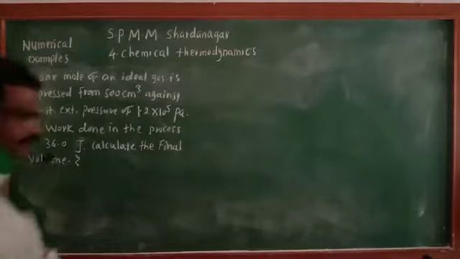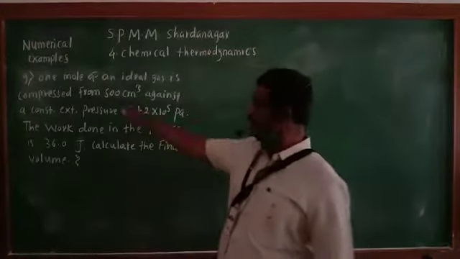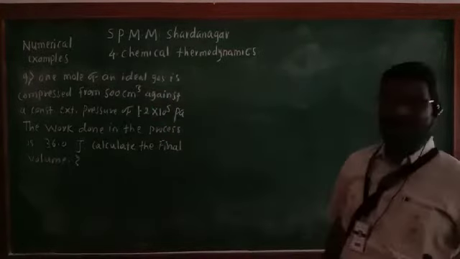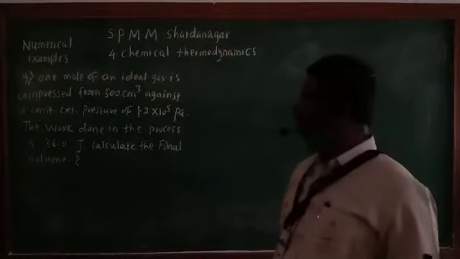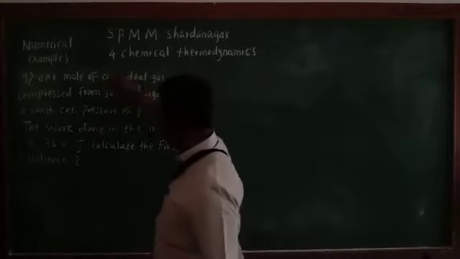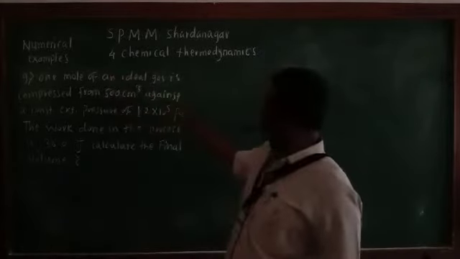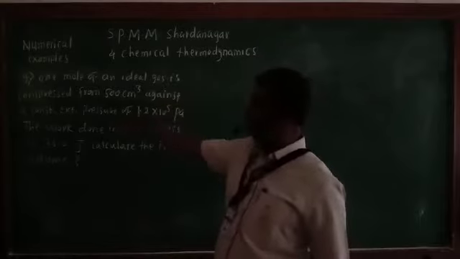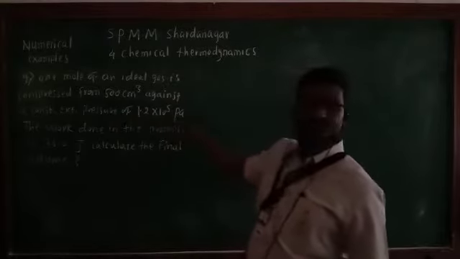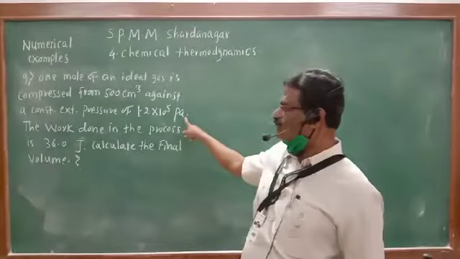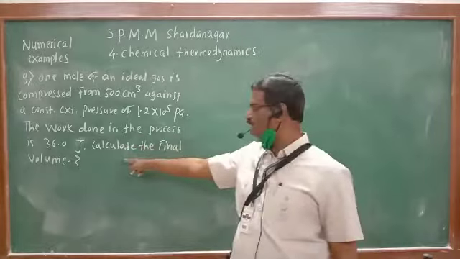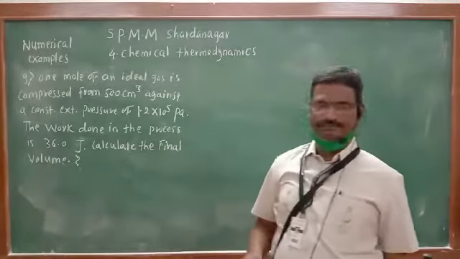Now let us see problem number 9. What is this problem? 1 mole of an ideal gas is compressed from 500 centimeter cube against a constant external pressure of 1.2 into 10 raised to 5 Pascal. The work done in the process is 36 joule. Calculate the final volume.